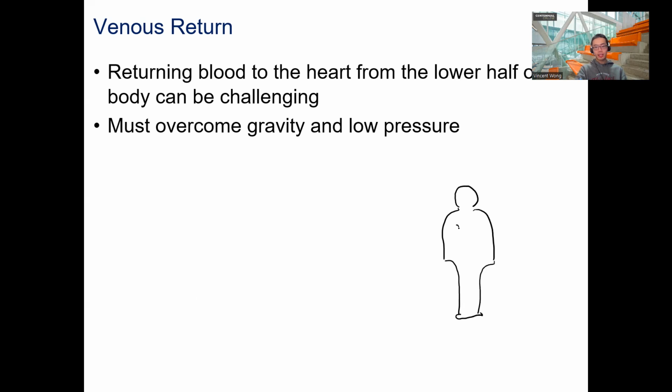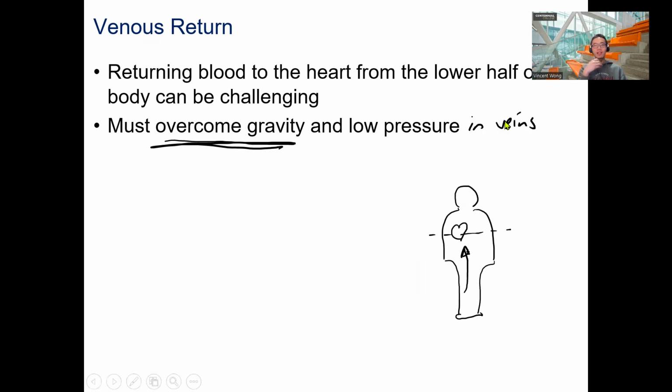So this is the person and this is the heart. For blood that is below the heart, it has to go up to get back to the heart, and so you have to overcome gravity. That's one big challenge. And number two, we are in the veins now. If you think about the water hose picture that I drew for you, when you're so far away from the heart, in the veins, the pressure is really, really low. So low pressure in veins.